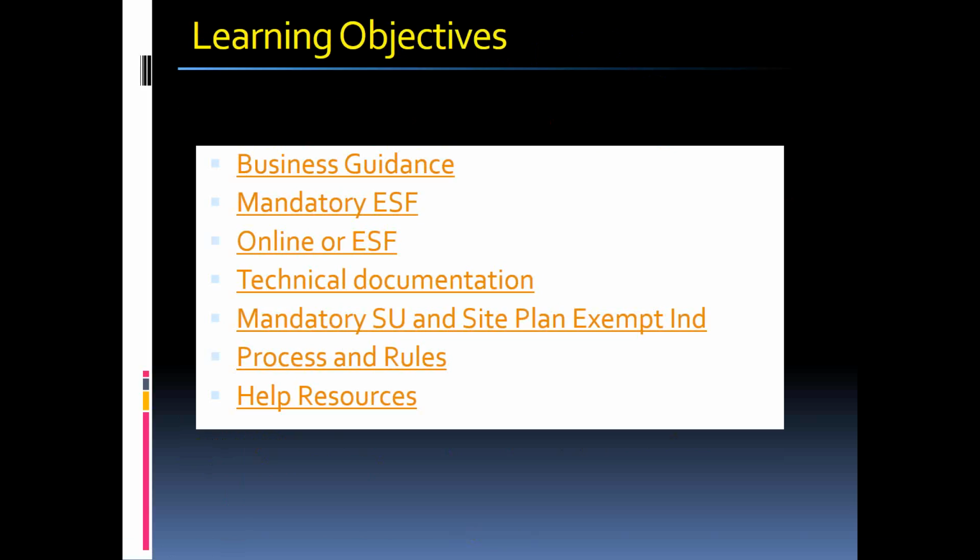Today we're going to cover high-level business guidance and talk about the use of online versus ESF submissions for dealing with SU modifications. I'm going to point to our technical documentation and how it can help you with anything related to SU modifications, as well as go through some of the mandatory rules that tie to standards units. I'll also go through some of the process and rules involved in how the system processes information for SUs, and then point to our help resources available to you if you run into problems with submitting into Results.